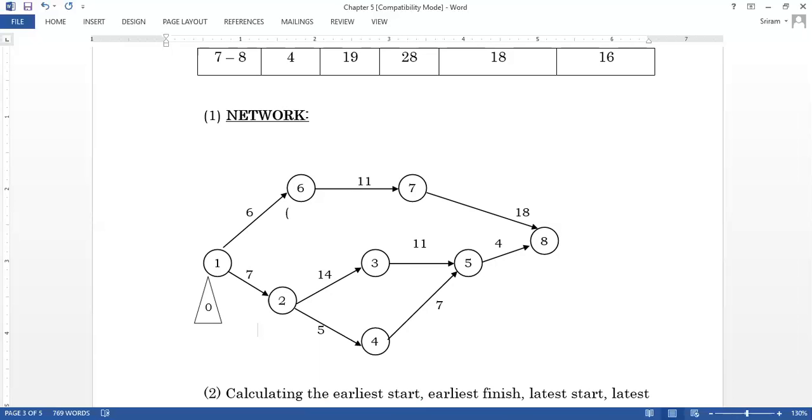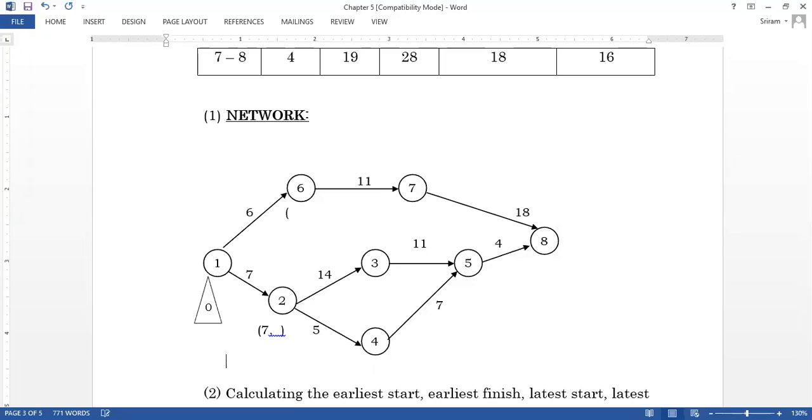So what will be the value for 2? When I come to 2, the earliest start will be 0 plus 7, the value is 7. I am taking them in brackets instead of making them triangle and rectangle. From 2, I am going to reach 3, and from 2, I am going to reach 4.